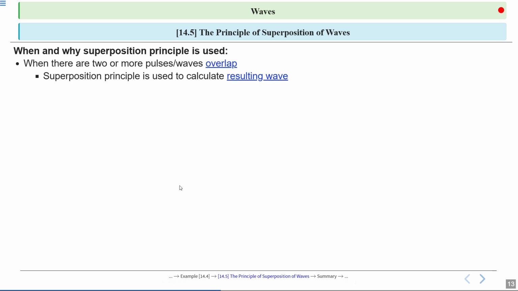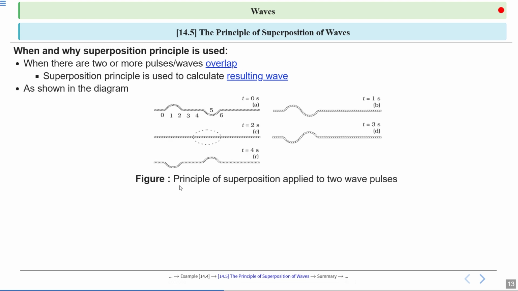So, here the superposition principle lets us calculate the resulting wave when two or more waves overlap. In simple terms, we add the displacements of each wave at every point to get the total displacement. So let's look at the figure. Principle of superposition applied to two wave pulses. So it visually demonstrates the superposition principle with two wave pulses.